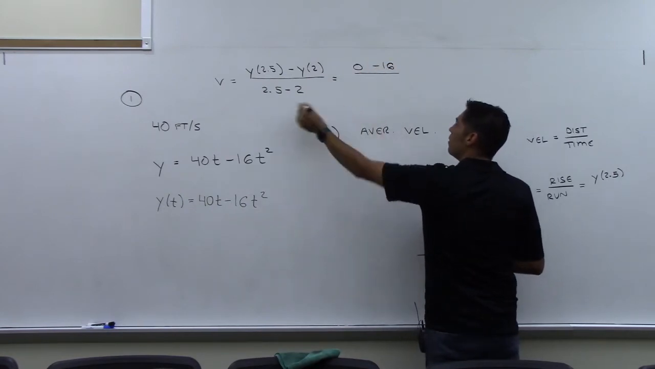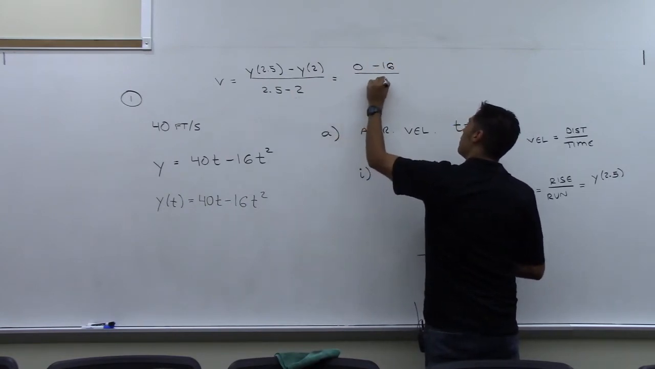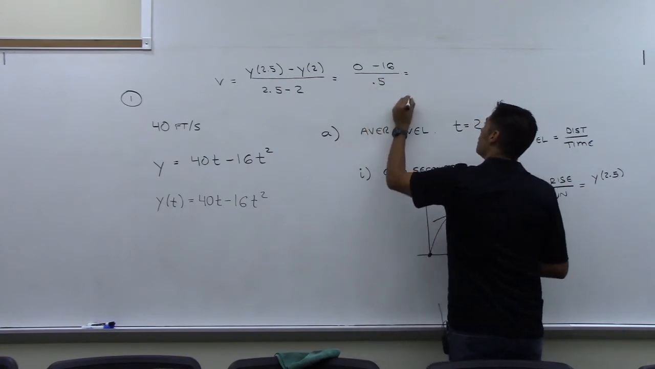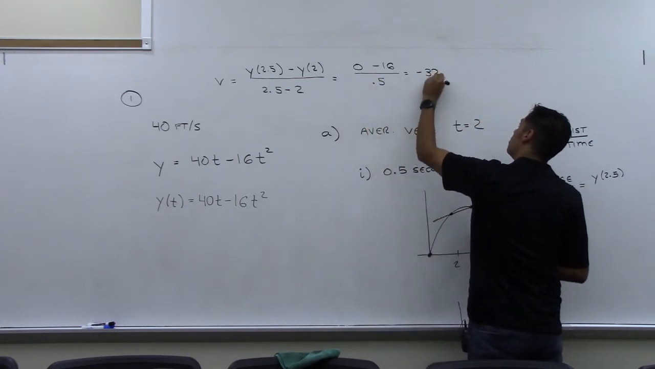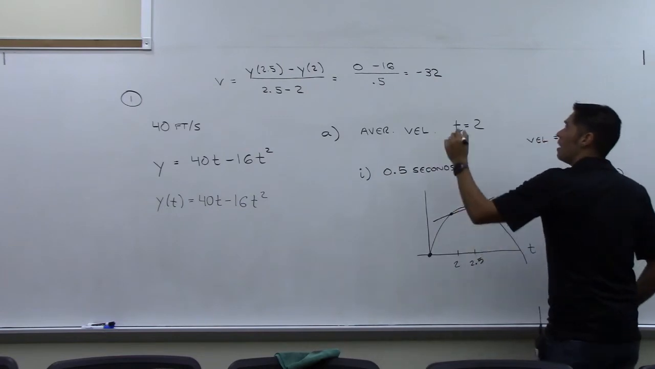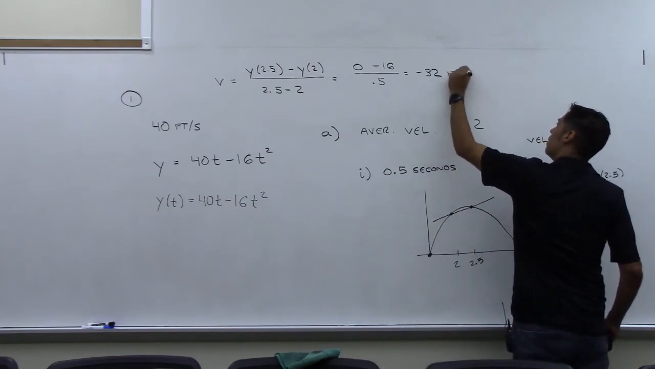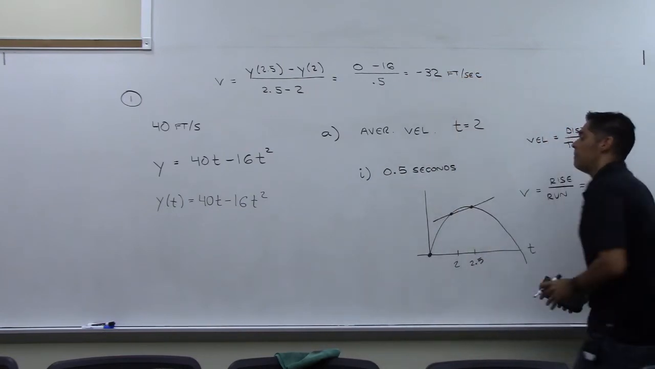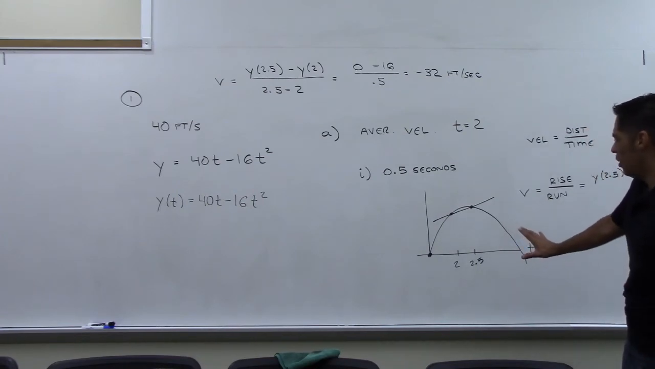And then over this is 0.5. So we should get negative 32 here. And this is a velocity, so feet per second. So my picture is not good, all right?